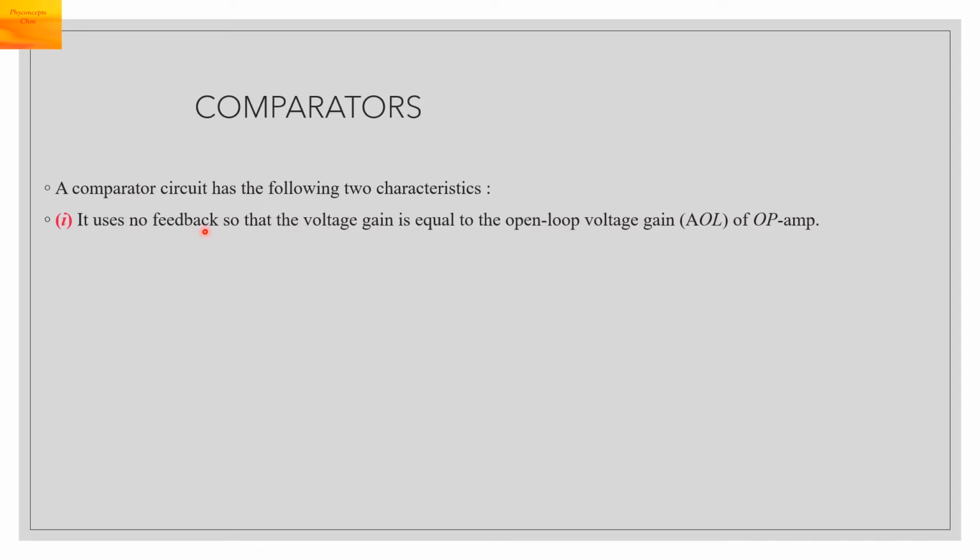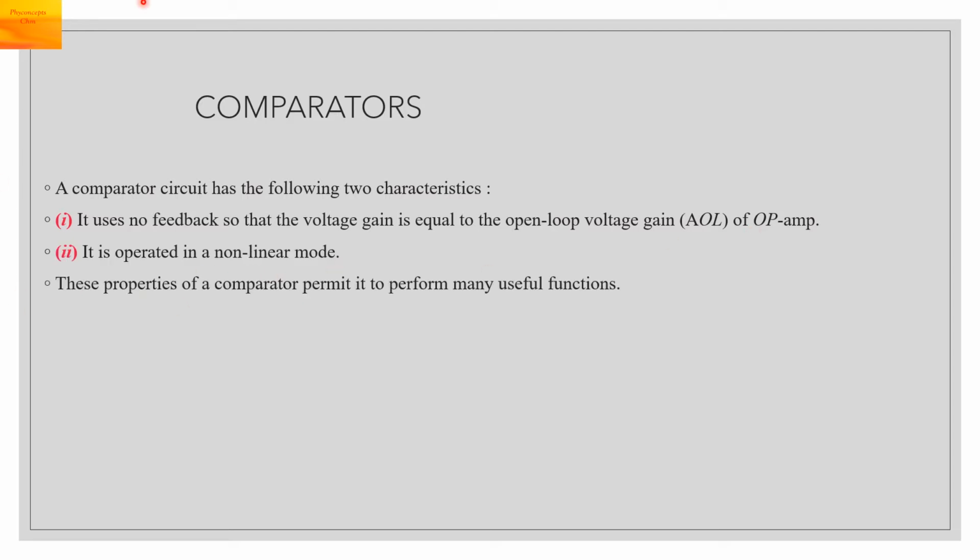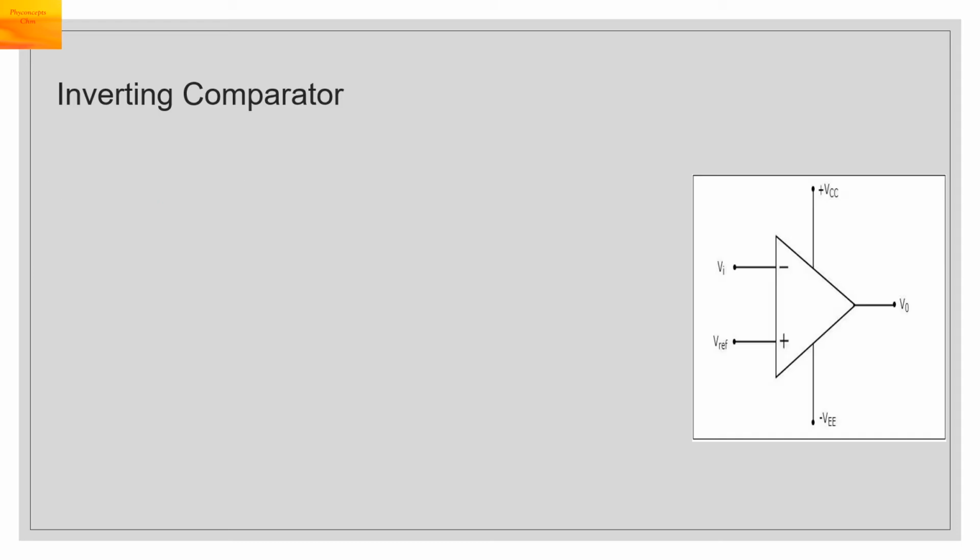A comparator circuit has the following two characteristics. It uses no feedback, so the voltage gain is equal to the open loop voltage gain of the op-amp. It is operated in the non-linear mode. These properties of a comparator permit it to perform many useful functions.